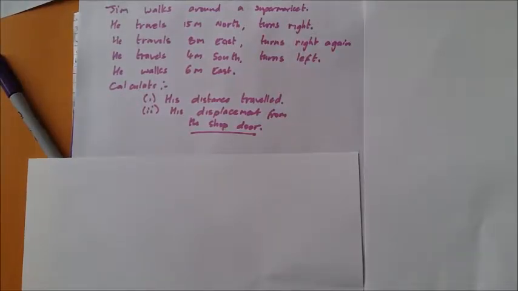Okay, examples then, vectors and scalars. Here we've got an example, Jim. Jim's walking around a shop, a supermarket. You've got some instructions on how he walks there. So he goes in through the doors, travels 15 metres north, straight ahead.